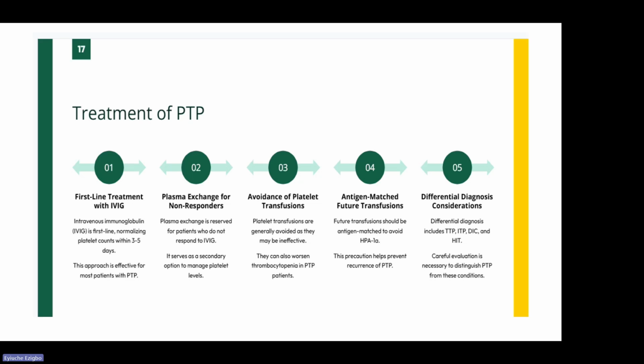Differential diagnosis consideration. Differential diagnosis involves TTP, ITP, DIC, and HIT. Careful evaluation is necessary to distinguish PTP from these conditions.